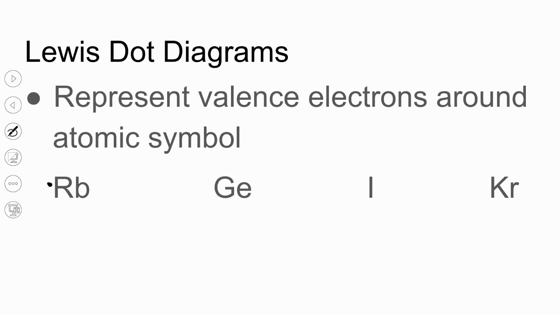Each element, you can imagine that we have a box. Each side of the box can fit 2 electrons. Rubidium has 1 valence electron. We're just going to show the valence electrons. We're modeling the valence electrons. I'm going to put 1 on each side because this models how our electrons bond.